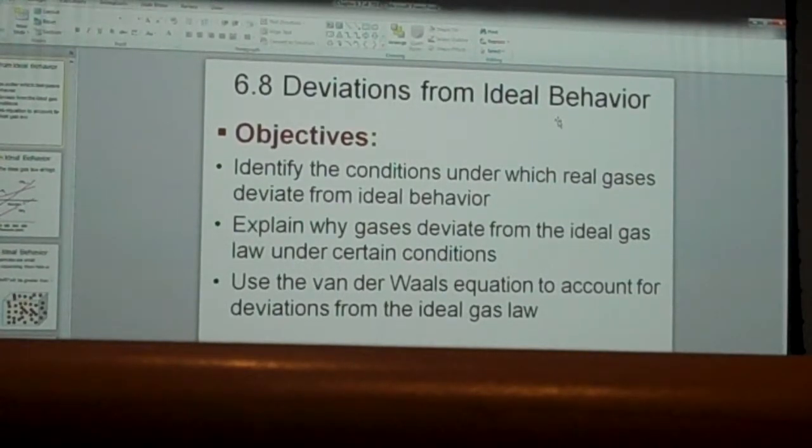But at low temperatures of a gas, the gas molecules get closer together, and then there's more chances of them interacting. And you got to get really cold. You almost got to get to a point where the gas is going to liquefy. Then it's going to get to a point where it's really going to deviate.